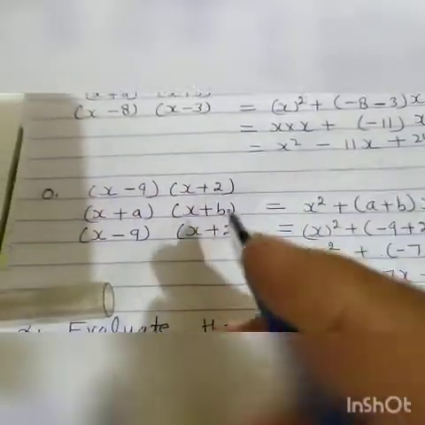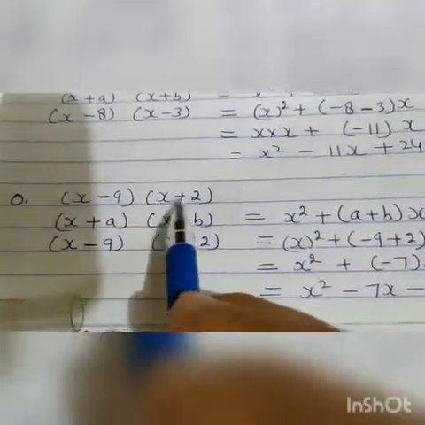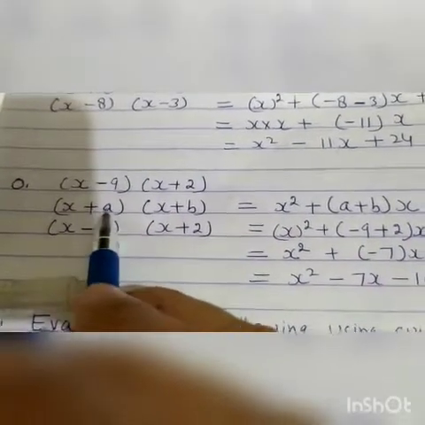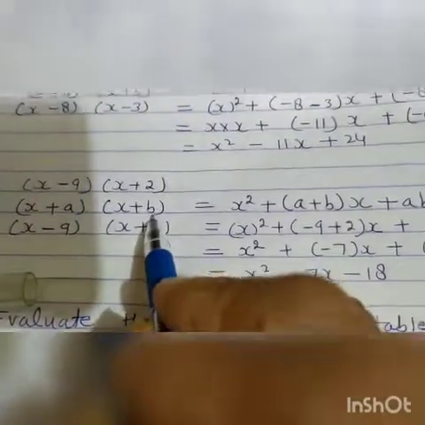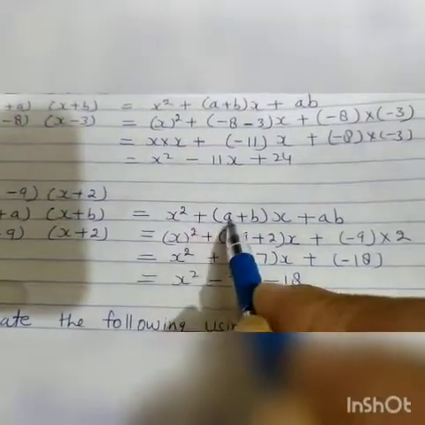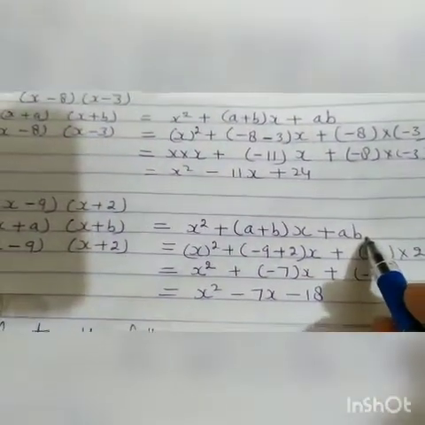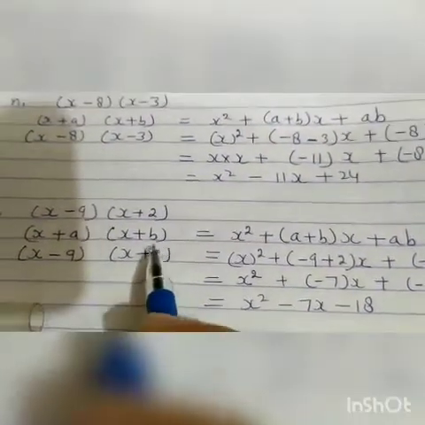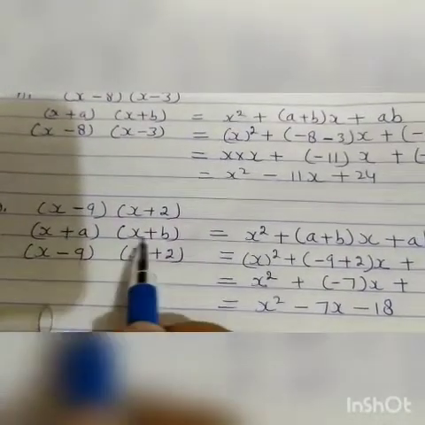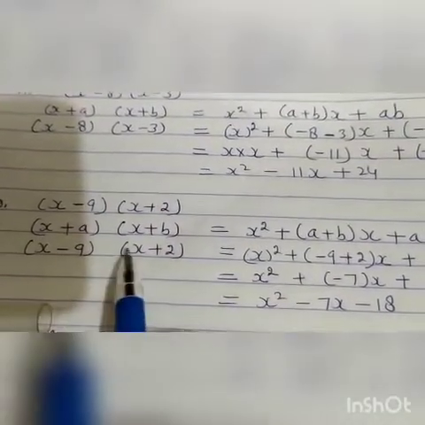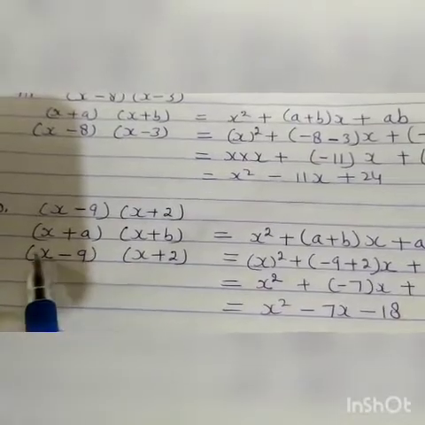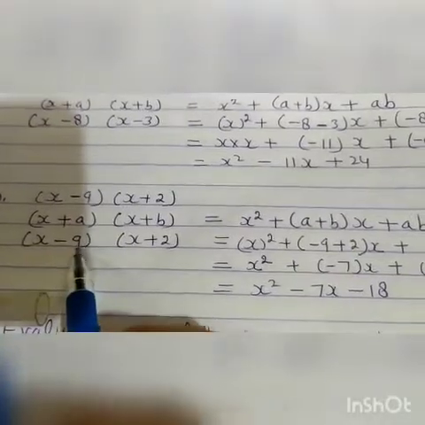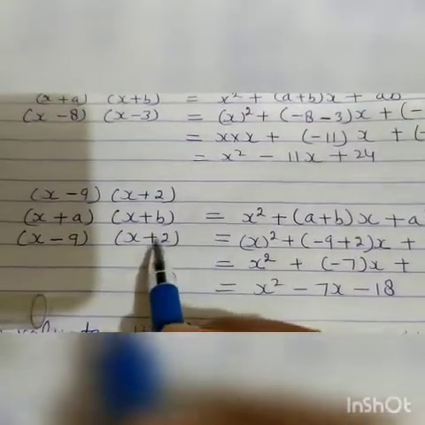Next part, (x − 9)(x + 2). Again see, we will write the fourth identity, (x + a)(x + b) is equal to x² + (a + b)x + ab. The question is x − 9 multiplied by x + 2. If we compare this question with this identity, the first term in both brackets is x, the value of a is −9, and the value of b is 2.